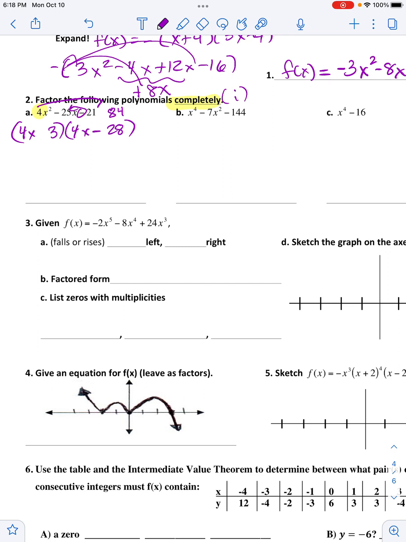And to get a negative 25, I would need a plus minus combination like this. And then you always have to reduce one or both in that scenario. So my first factor stays 4x plus 3, but here you can divide out a 4, so my second factor becomes x minus 7.